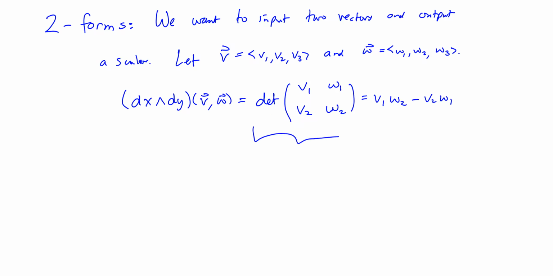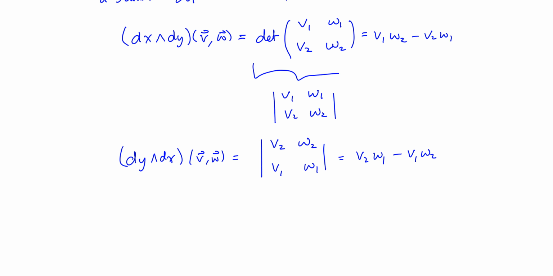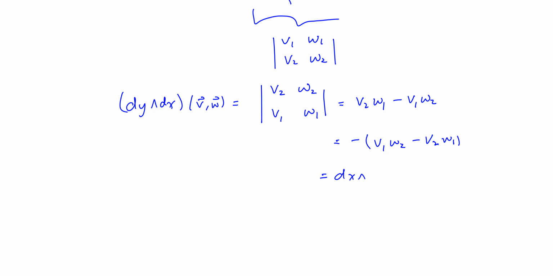Sometimes we write this as v1 w1 v2 w2 in vertical lines. So either notation is fine for that. So that's one of the 2 forms. Let's think of a different one. What if we did dy wedge dx and did v and w? Well, in this case, let's use the line notation here. Since dy is first, we take the y components first, and then we have the x components second. So this is v2 w1 minus v1 w2. And this really isn't anything too exciting, because if we notice, this is just the negative of what we just did. So notice this is dx wedge dy on v and w. So that's not particularly interesting. It's the same thing, only we need a negative sign in front of that.